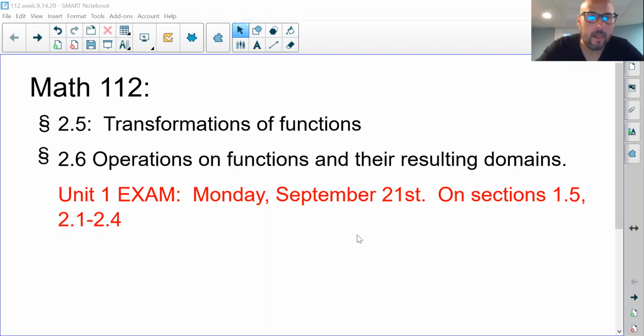Today is Monday, and this week we're going to talk about two sections that will not be on the test. Let's talk about the test first. The test is next Monday, September 21st. It's going to be on sections 1.5 and 2.1 through 2.4.